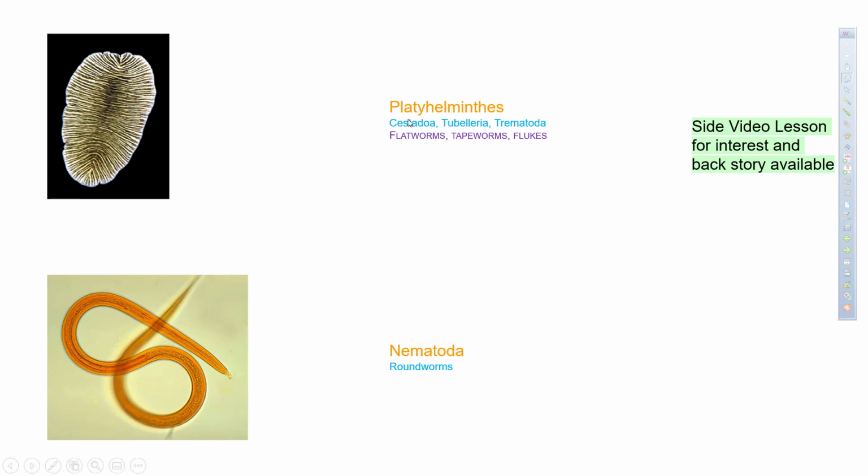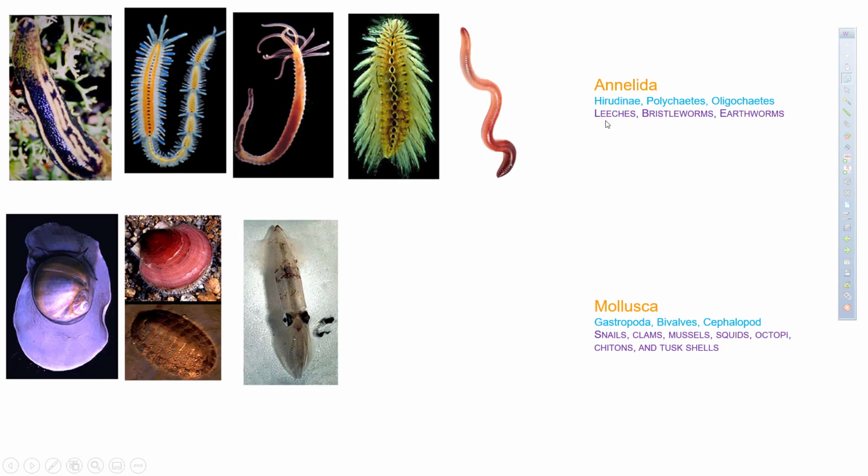Platyhelminthes, of which I have 3 classes and 3 examples. This is where it says side video lesson for interest and backstory available. It's going to be on worms, parasites. So that'll be interesting. Nematodes are roundworms. You'll notice I just have the 1 class here. Annelids, which you know as earthworms, but earthworms only represent a tiny portion of the biodiversity of that particular phylum. So I've given you 3 different classes and then 3 different examples.